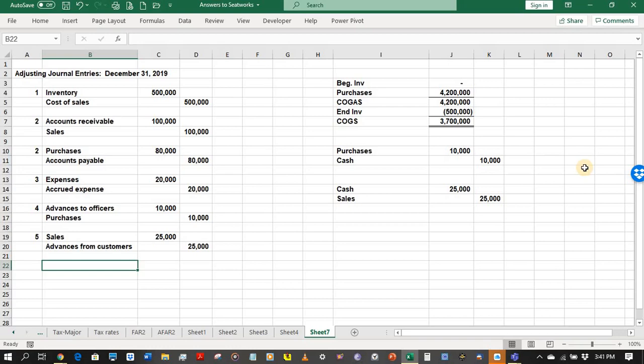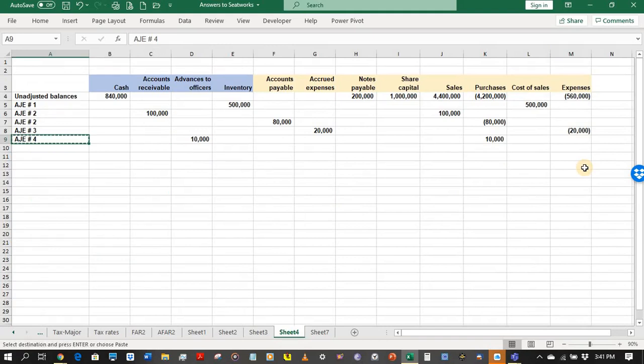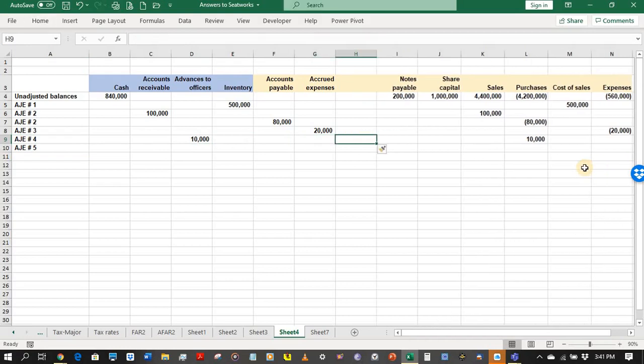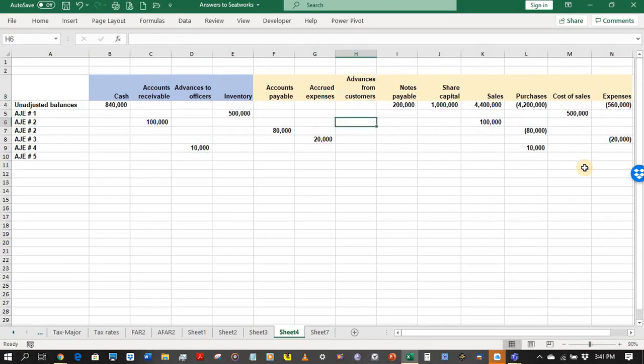So, ipasok natin yan sa table. Adjusting entry number 5. So, dahil wala tayong liability account na advances, mag-insert tayo ng additional advances from customers. Credit 25,000. Then, debit sales 25,000.